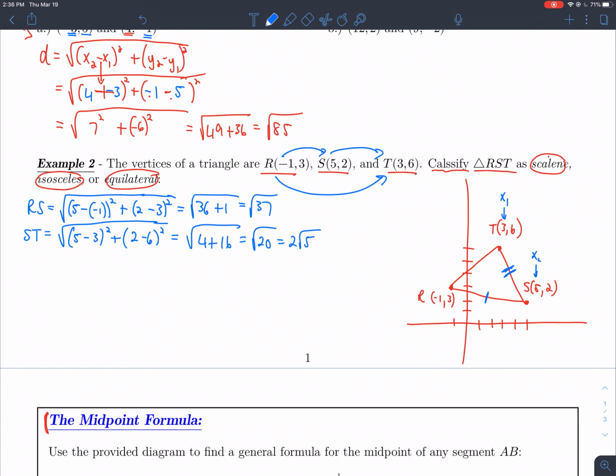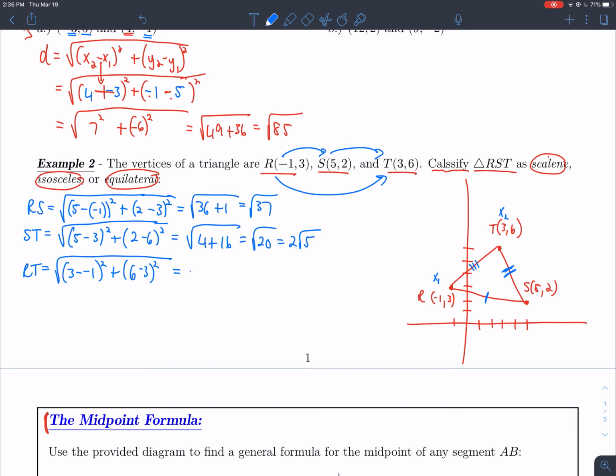Okay, and then we get to the third one, which will be RT. And so let's do RT. RT would be root, and let's make this x2 and x1 again. So you're doing 3 minus -1 squared plus 6 minus 3 squared.